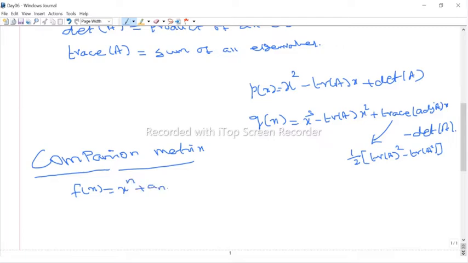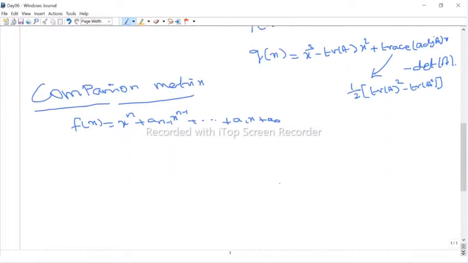Given any monic polynomial, x to the n plus a n minus 1 x power n minus 1 and so on plus a1 x plus a naught, we can find an n by n matrix whose characteristic polynomial is this f of x. We call that matrix the companion matrix. How do we define that? The first row is 0, 0, up to the n minus 1 column. The last column you take the negatives of the coefficients, and the remaining n minus 1 columns we take the identity matrix of order n minus 1. So the last column is minus a0, minus a1, minus a2, up to minus a n minus 1.